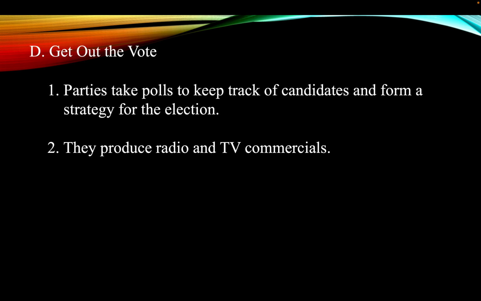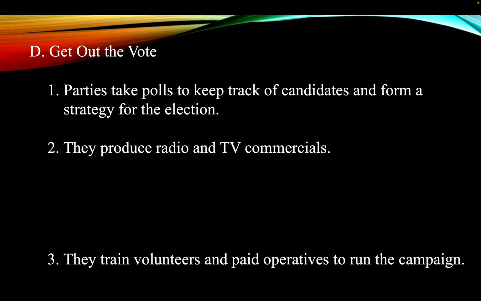And I've mentioned this already. Again, a lot of this is redundant, but they're going to produce radio and TV commercials. It's always fun during a presidential year. You can always hear all these different commercials, why you should vote for this one and not that one. Mostly not that one.